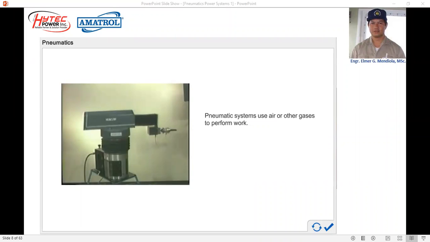Pneumatic systems use compressed air or other gases to perform work. A typical example is the robotic arm shown at the left that uses compressed air to move its actuators in order to perform work.